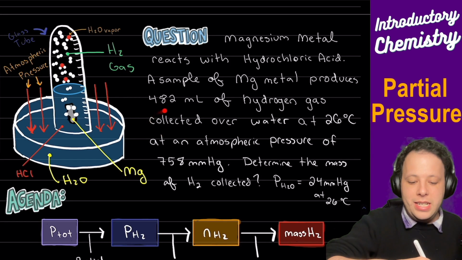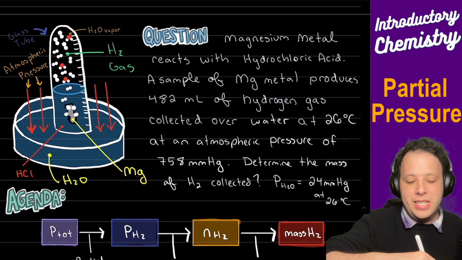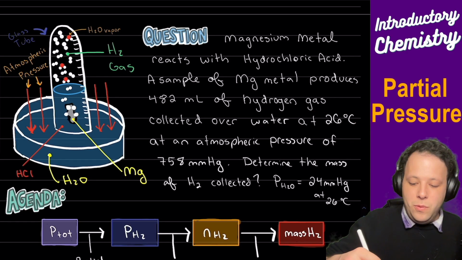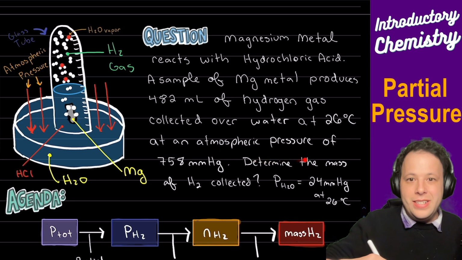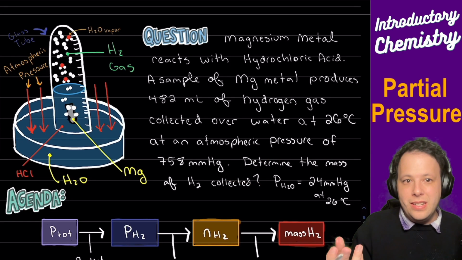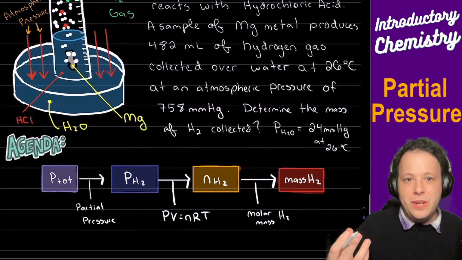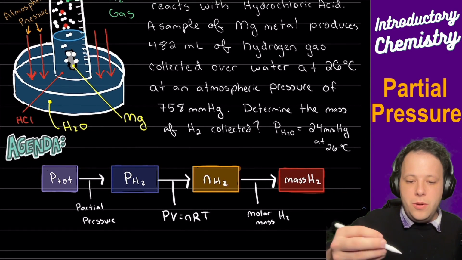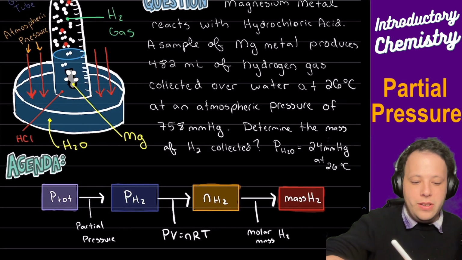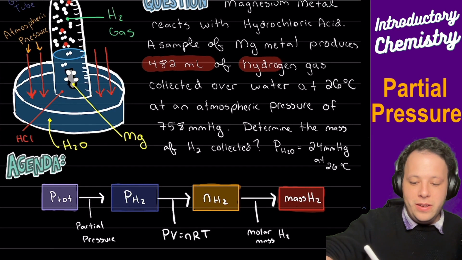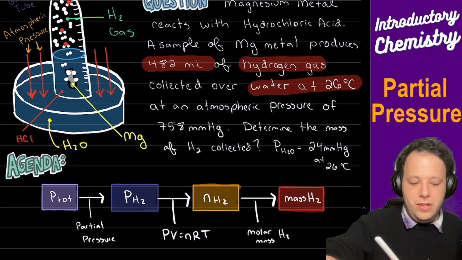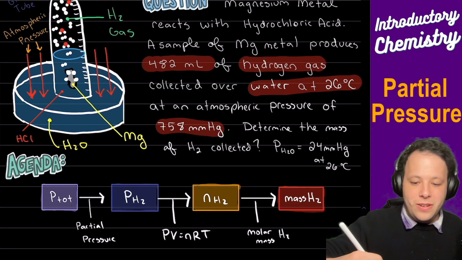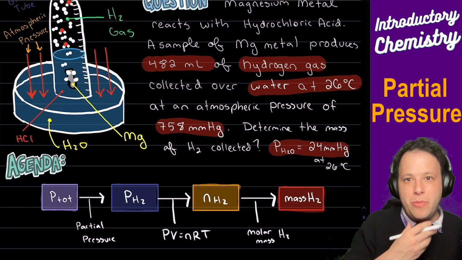So this is being collected over water at 26 degrees C. One thing about this is at atmospheric pressure, which is about 758 millimeters of mercury, I want you to determine the mass of H2 collected. So how can we do that? Well, here's an agenda for ourselves. We are given a lot of different pieces of information. We have the volume of hydrogen gas. We have the temperature of the water. We also have the atmospheric pressure, as well as a partial pressure.